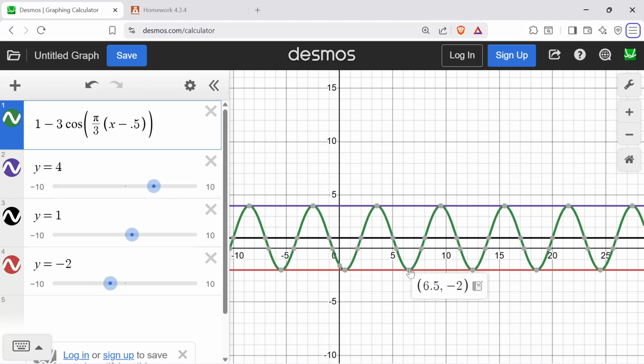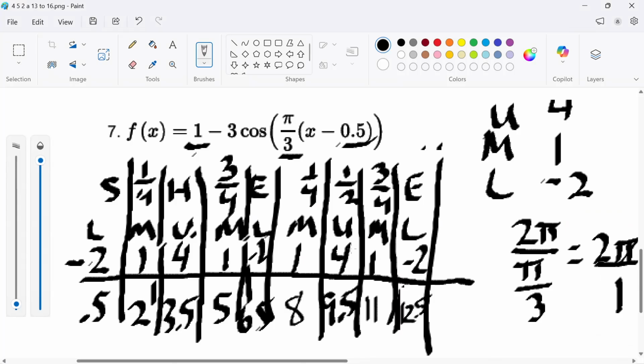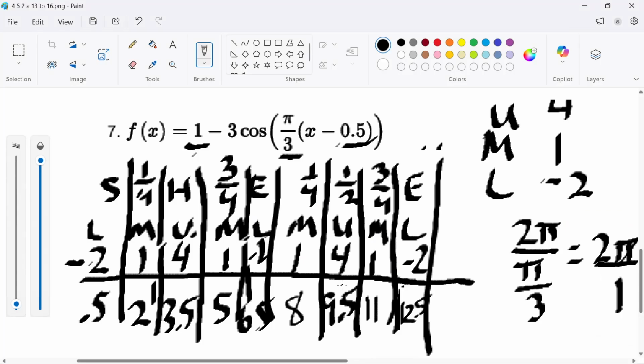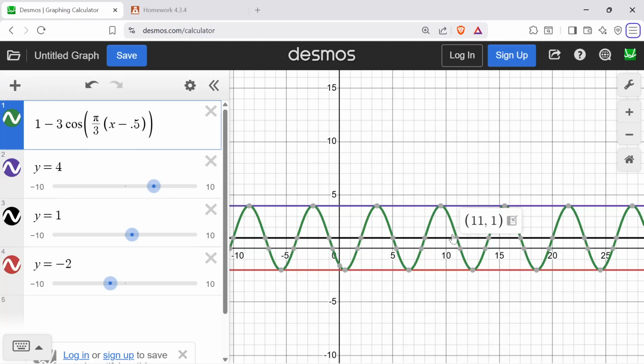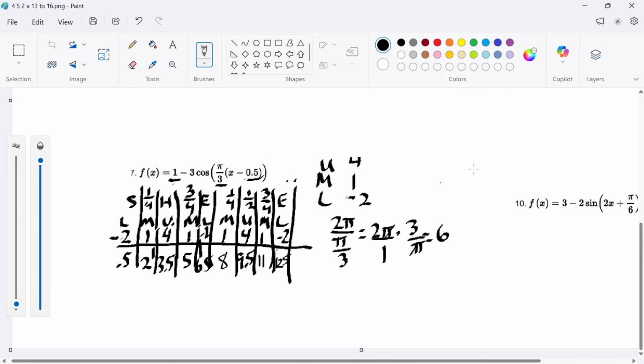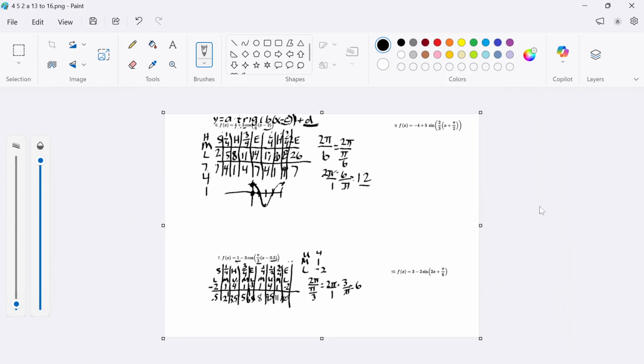And then 6.5, it's at minus 2, at 8, it's at 1, 9.5, it's at 4, yes, and then 11, it's at 1, and 12.5, it's at minus 2 again. And that's it. That's 2 cycles of cosine. All right, let's do the same for sine.